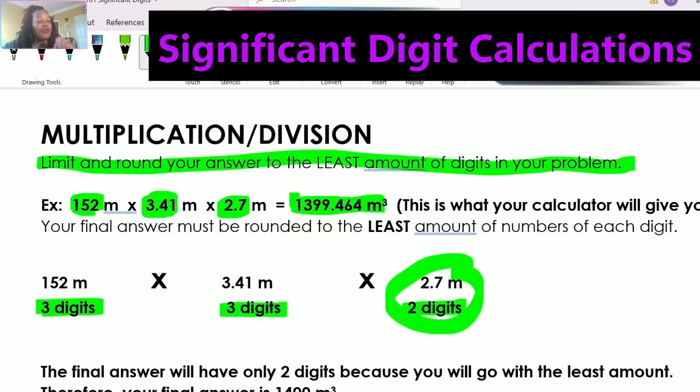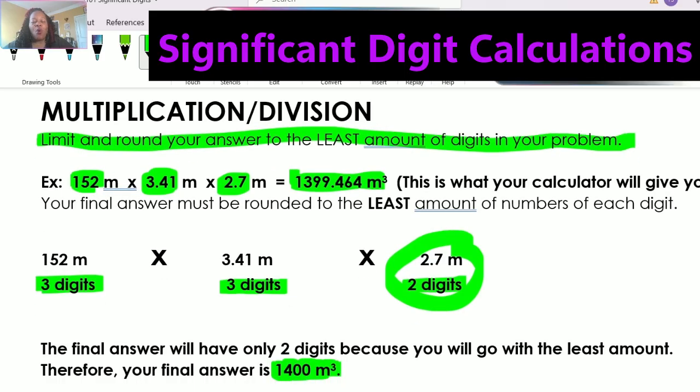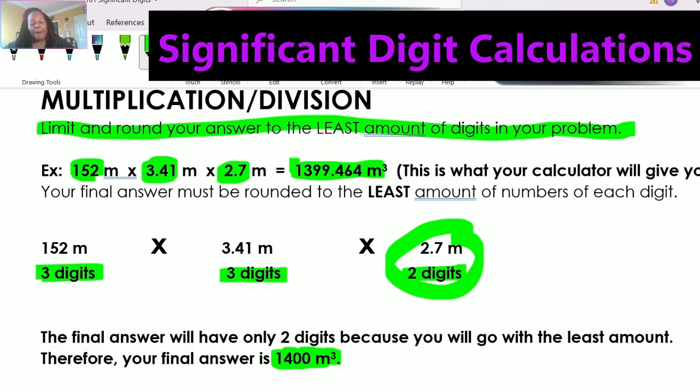Yes, 1,400, Vanessa, very good. 1,400 would be the answer. That is correct. That is correct. Because you got to round off based on the entire number.